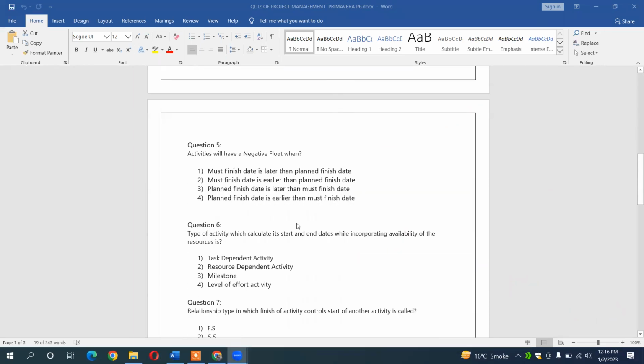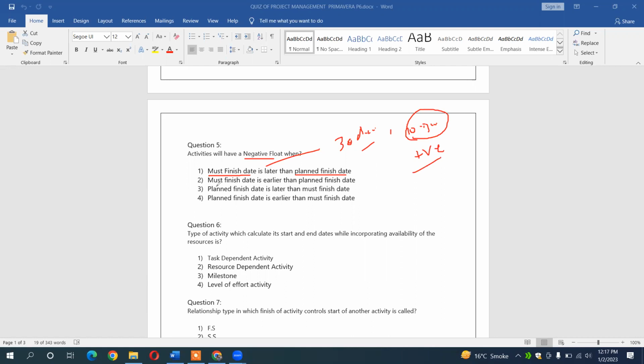If you come down, what are the activities that will have a negative float? Activities will have a negative float when the must finish date is earlier than the planned finish date. It means that you have a project and you have to finish it at a given date, like 30th of December. If your planned finish date is 30th of December, but your must finish date is 10th of January, then you still have 10 days of relaxation, a positive float. It does not refer to a negative float.